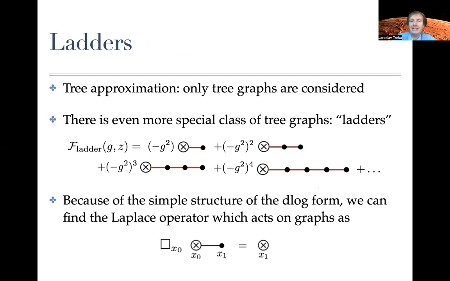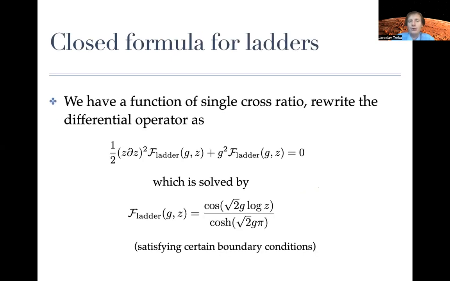So even a special class of tree graphs are ladder graphs, only the graphs which look like ladders. We can dress them with the coupling and we can resum them. Now at each loop order, there is only one graph. Then we found a differential equation, which this function on the left, which is a function of the coupling and this cross ratio z, satisfies. One can solve the differential equation and get a particularly simple form as a function of z.